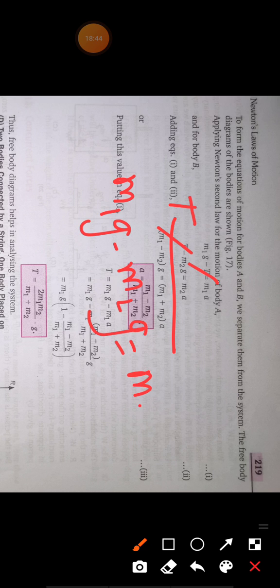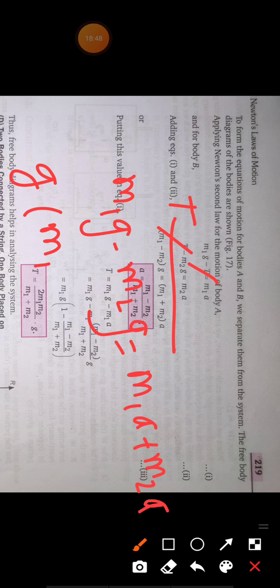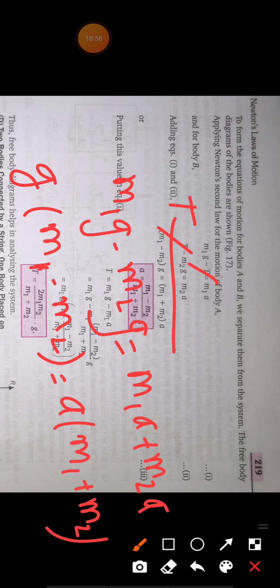Now if you add these two equations, T and T, positive and negative, will cancel. So your equation will be M1G minus M2G is equal to M1A plus M2A. Now take G as common. G into M1 minus M2 is equal to A into M1 plus M2. So if you cross multiply, A is equal to M1 minus M2 into G divided by M1 plus M2. So the value of acceleration is this.